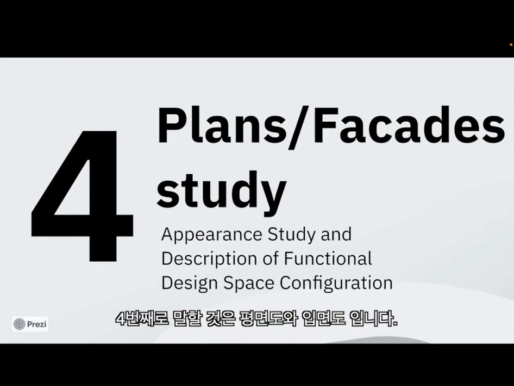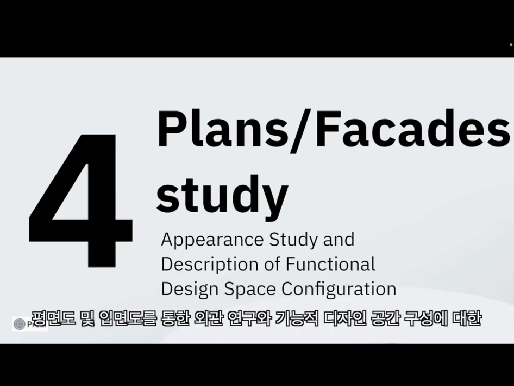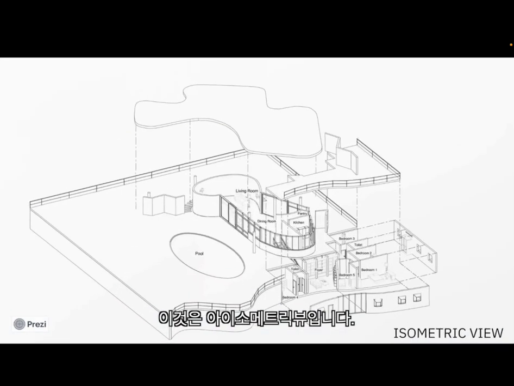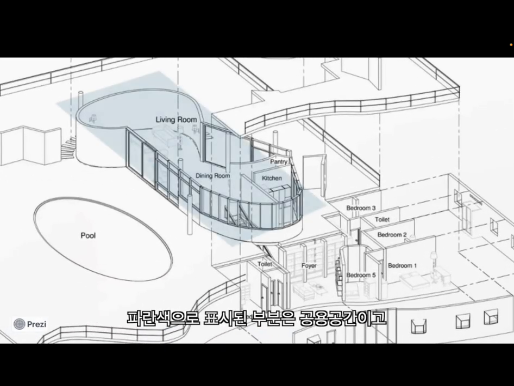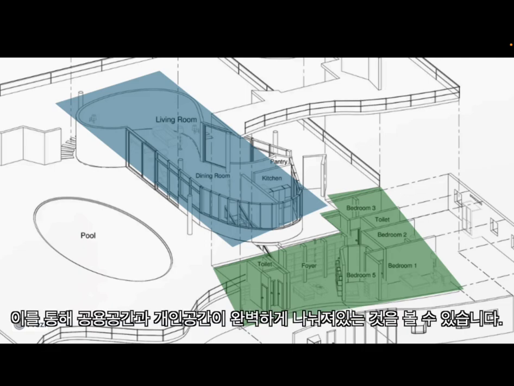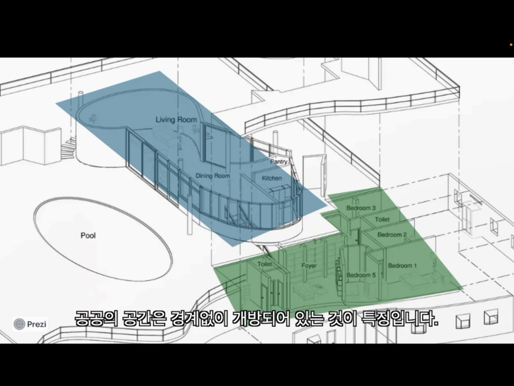The first is the plans and the facades. We will talk about the appearance study and description of functional design space configuration through plans and facades. This is an isometric view. The part marked in blue is a shared space, and the part marked in green is a personal space. This allows you to see that public and private spaces are completely separate. Also, private spaces are divided by walls, and public spaces are open without boundaries.